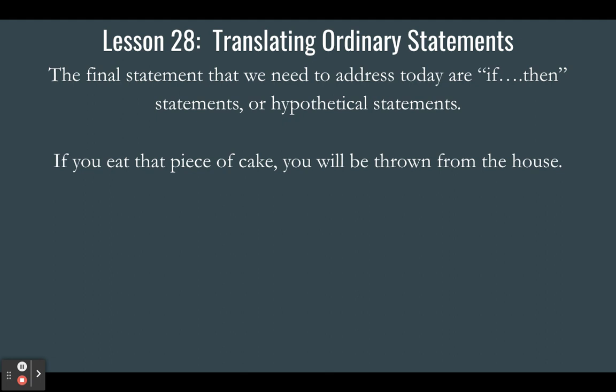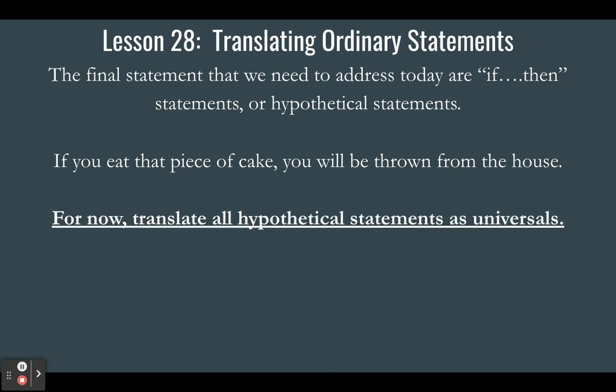If you eat that piece of cake, you will be thrown from the house. I had some high drama over some cake. In my family, we were very protective over our sweets and our goodies, so I understand this kind of thinking of being willing to throw a child from your house because they ate a piece of cake. But that needs to be translated as universal as well.